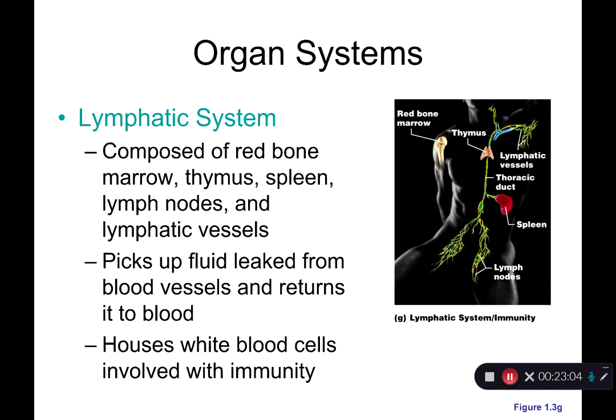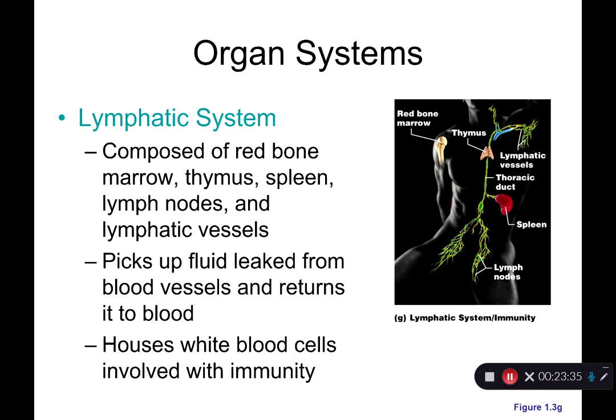Now I would say if I listed all 11 organ systems, you could tell me what all 11 do, but most people get confused when they get to this one, the lymphatic system. The lymphatic system is essentially a series of vessels throughout the body, and their job is to pick up extra fluid that gets leaked out of the blood vessels, and it returns that fluid back into your bloodstream. And this is really important. It actually prevents swelling in different parts of your body.